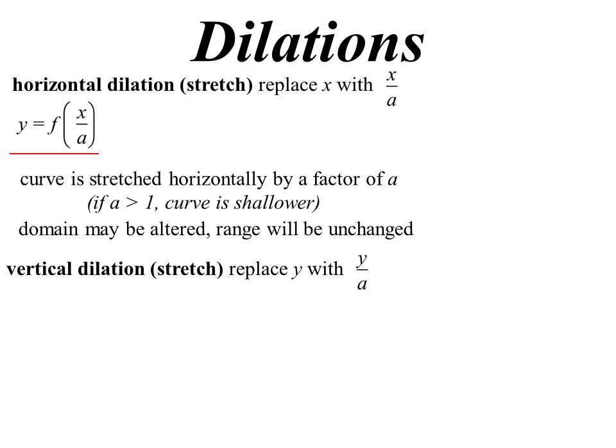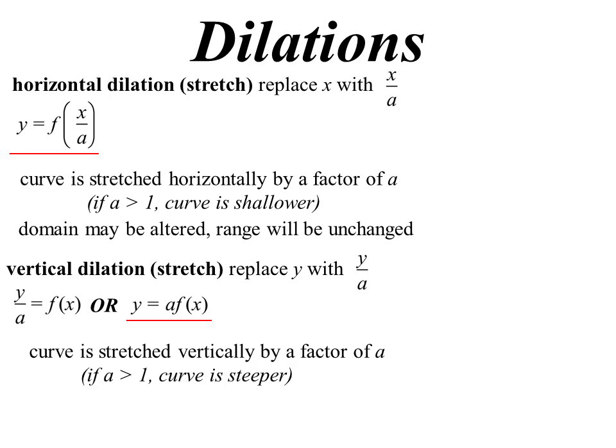The reverse one, the vertical dilation. Now that's where we stretch it the other way. So it's the y values we're affecting. That's what's going to change. So we replace y with y on a. So y on a will be function x, although we normally see it as y equals some constant times function x. So we stretch it vertically by that factor.